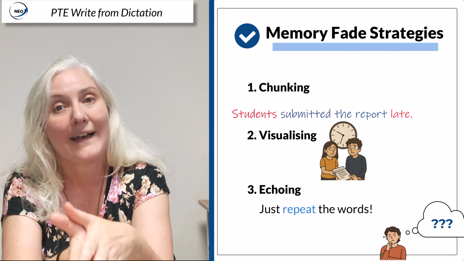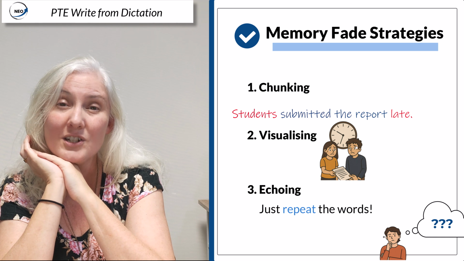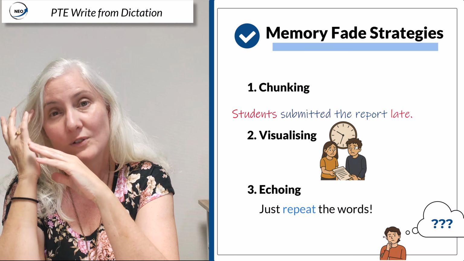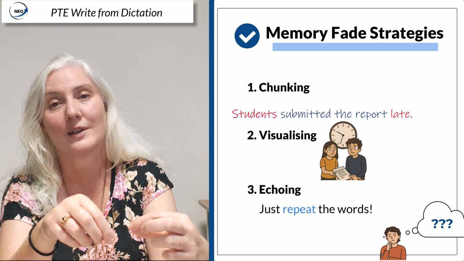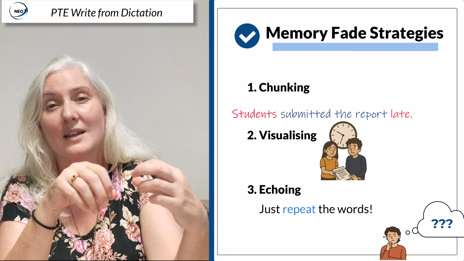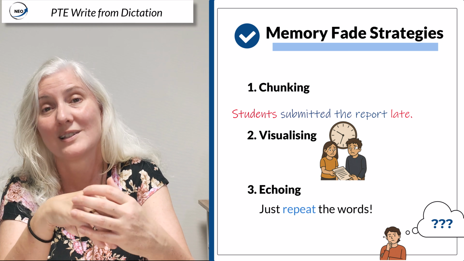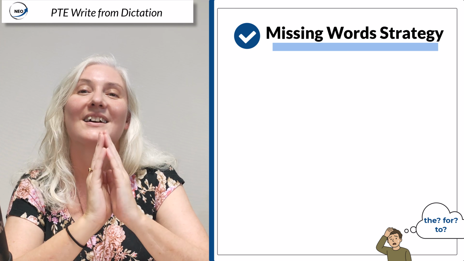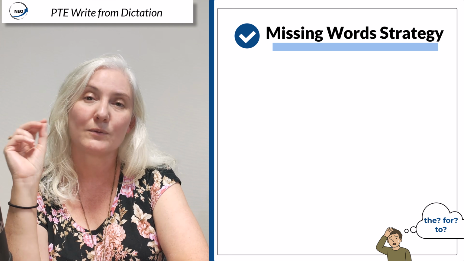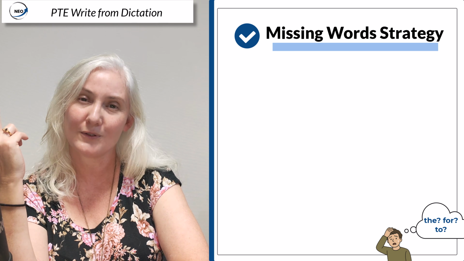Okay, now these help, but no memory trick will work 100% every time. That's okay too. You do get partial points. So even if you don't get every single word in the sentence, still try and write some of the words. You'll still get some points for those. Okay, so the second pain point is that we often miss these little function words like the, for, and to, yeah?